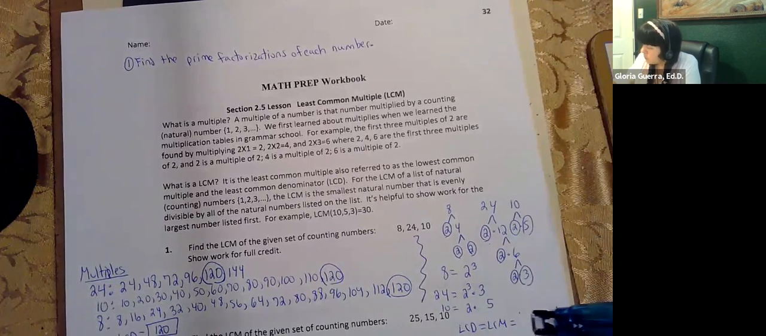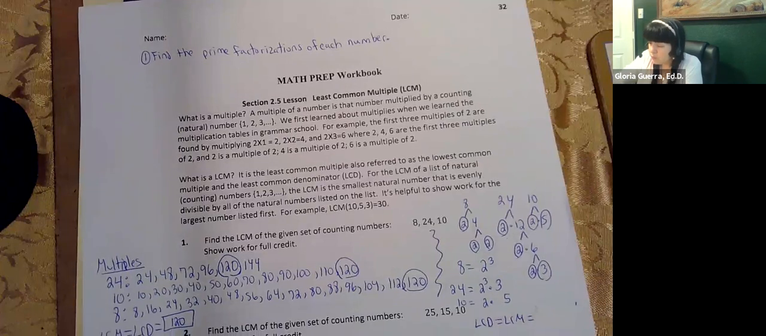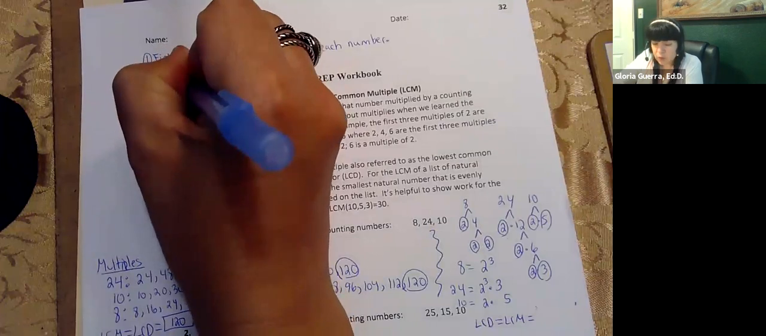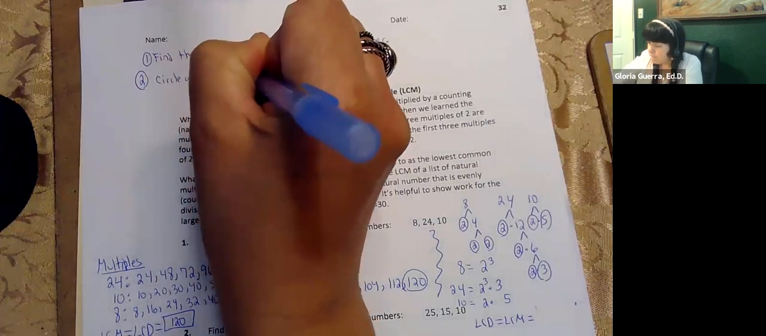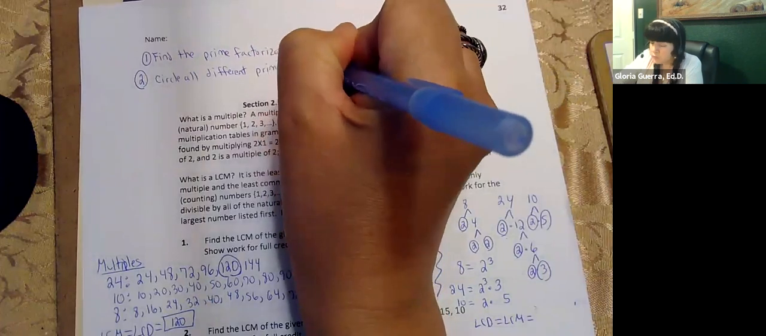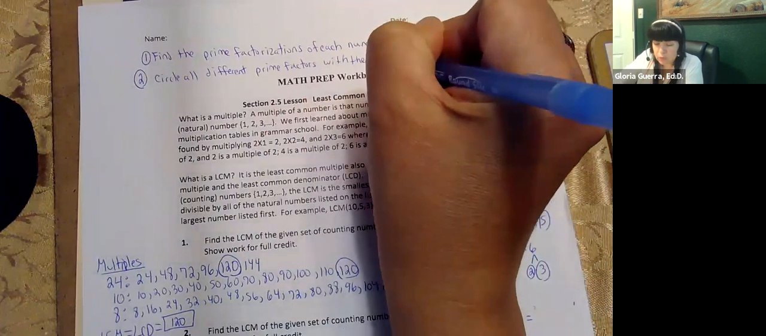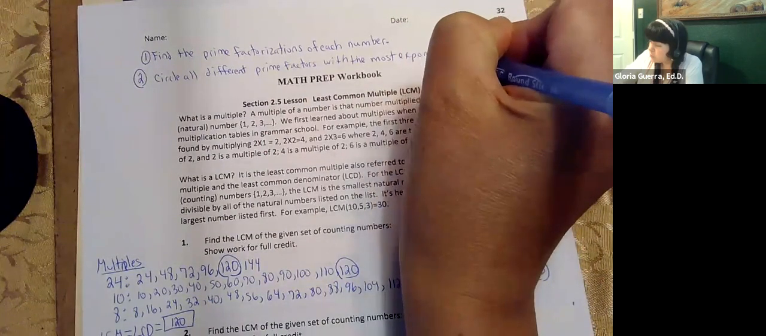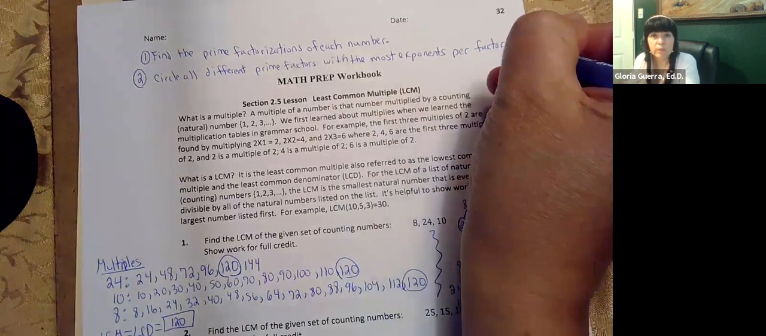Okay, so now, you find the prime factorizations of each number. And what you have to do is circle all different prime factors with the most exponents per factor.